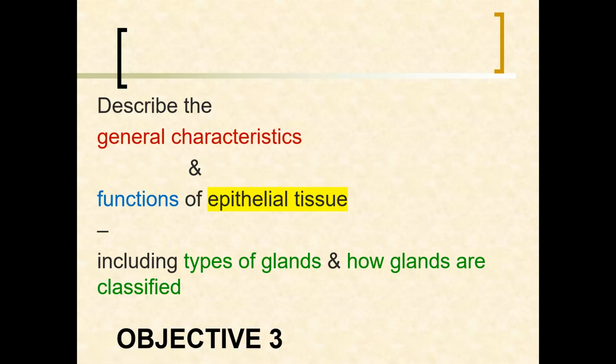Hello, this is going to be Chapter 4, Objective 3. Now, I'm actually going to take Objective 3 and break it up into two parts. So we're going to have a 3A and a 3B. This is going to be Video 3A, where we talk about the general characteristics and functions of epithelial tissue.